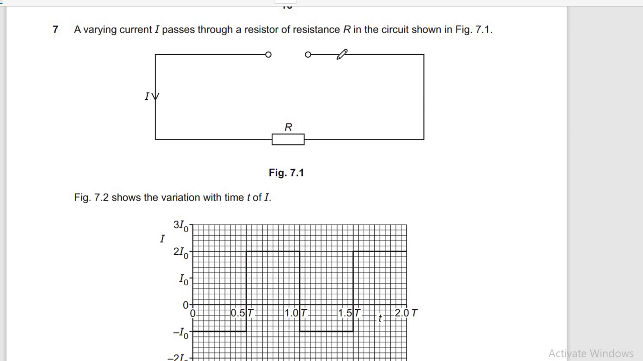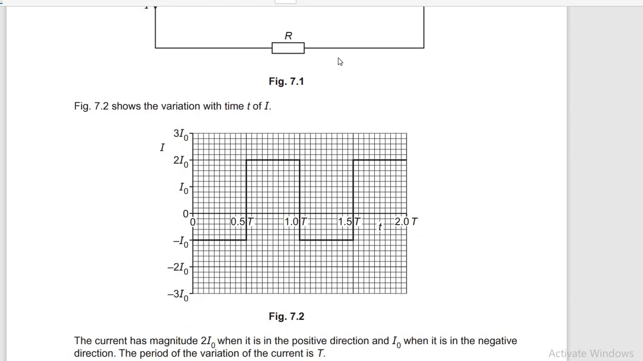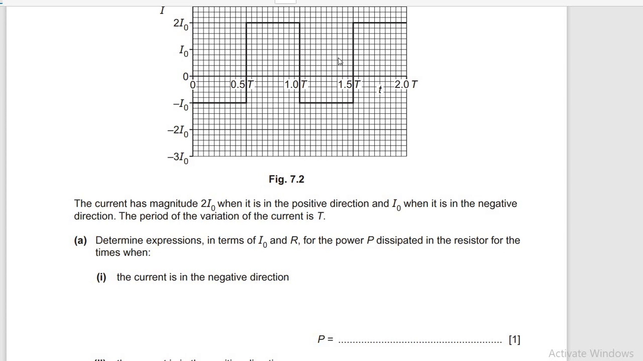The next one, number 7 question. A varying current I through a resistor of resistance R in a circuit as shown. Look at the varying current, block form. Look at the period is T. One period is T. We have a negative current and we have a positive current. So the current has a magnitude of 2I0 when it's positive direction and I0 when it's negative direction.